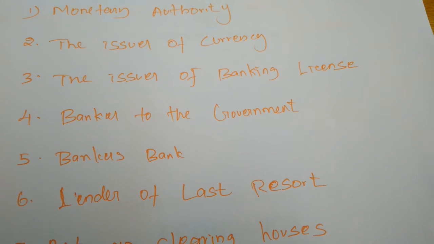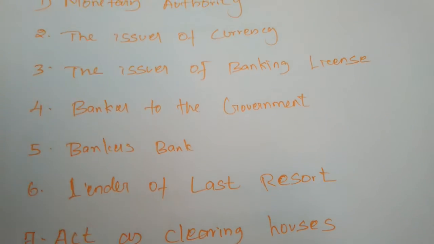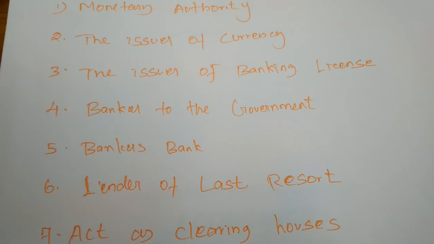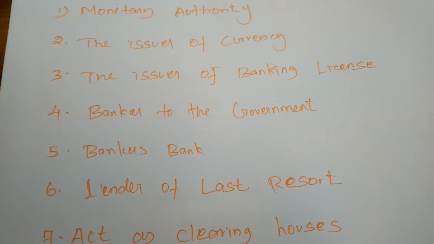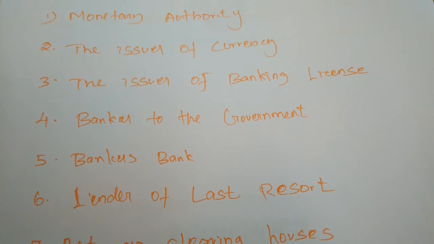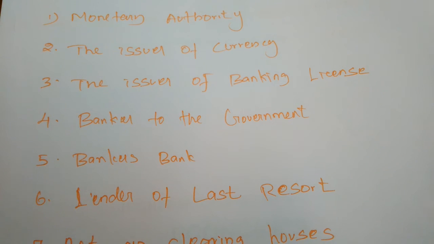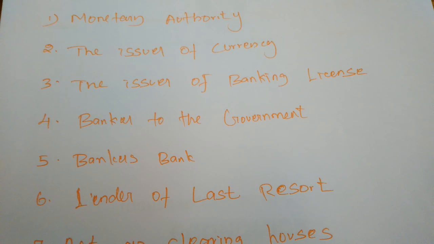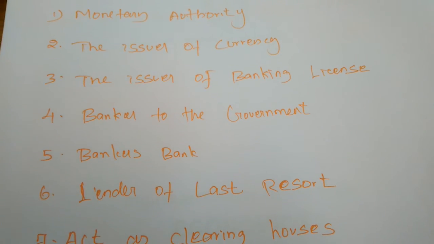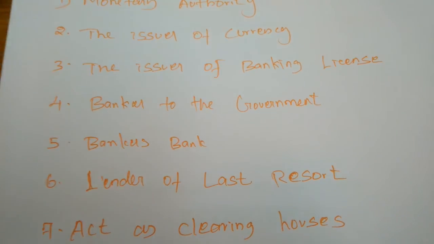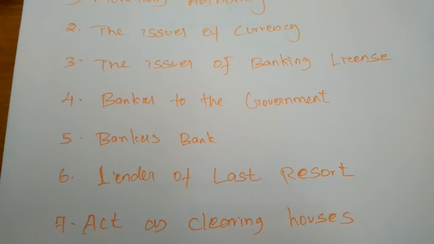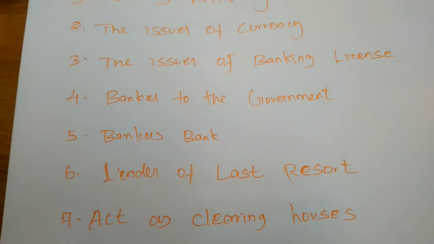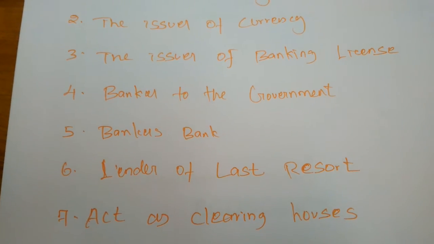Next, the issuer of banking licenses. Many private banks, nationalized banks and commercial banks exist throughout our nation. But before starting any banking, a bank must receive the license from the Reserve Bank of India. So issuing the banking license is done by the Reserve Bank of India only. As per Section 22 of the Banking Regulation Act, every bank has to obtain a banking license from RBI to conduct banking business in India.